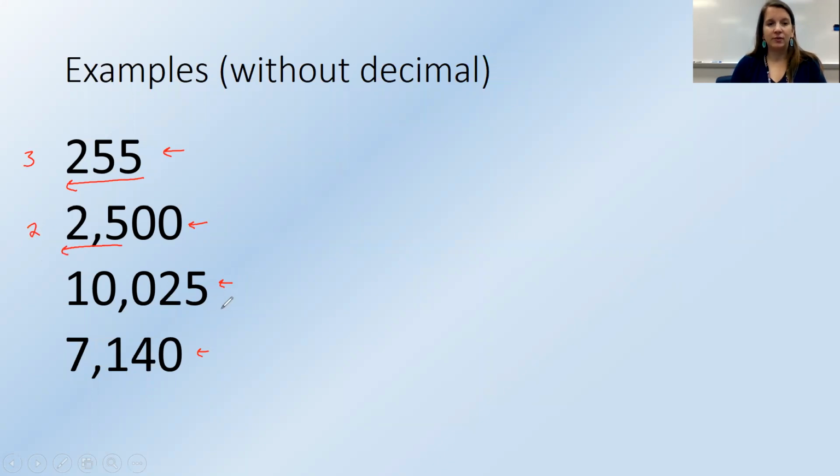In our third value, we go to our first non-zero number, start counting, keep counting. All of these numbers are significant, so that has 5 sig figs. And then in our last number, we go to our first non-zero, start counting, keep counting, and that has 3 sig figs. Okay?